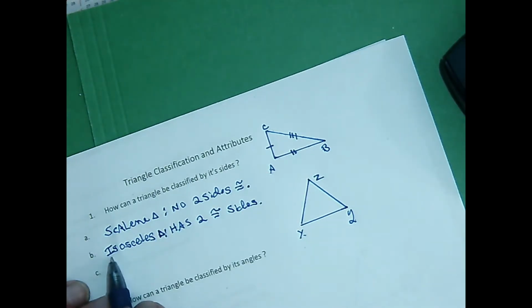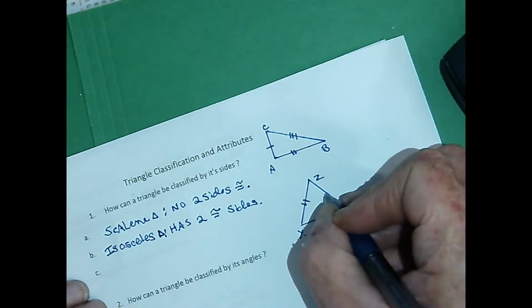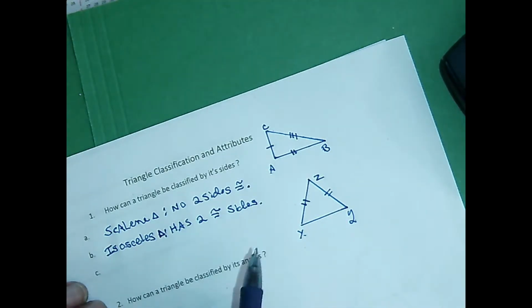A triangle could be isosceles. Isos in ancient Greek says equal, and when two sides are equal, as this triangle shows, two sides equal in measure, then we would say we have an isosceles triangle, a triangle with two congruent sides.